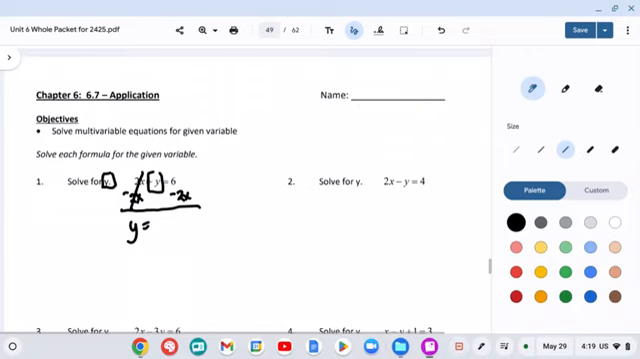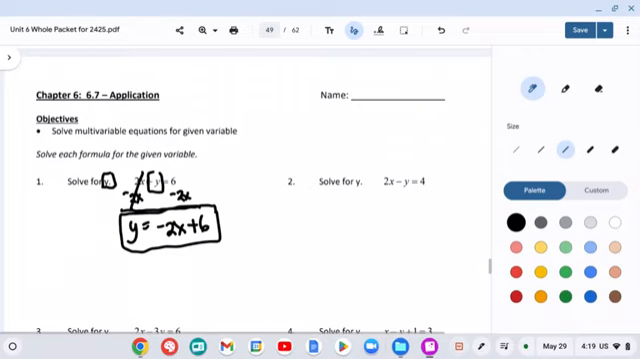The negative 2x would go first because you're supposed to write the variables first and then your constant last. And that would be your answer when they ask you just to get y by itself. If they ask you to get x by itself, you'd have to subtract the y and divide by 2, but they didn't ask that for that problem.